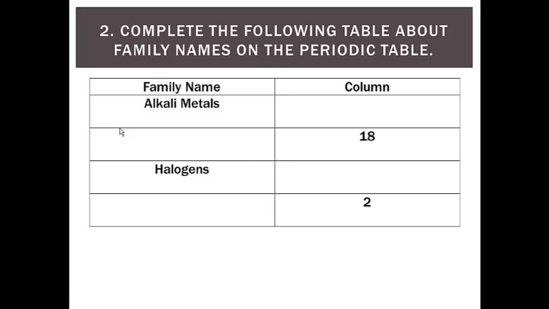Next question asks us to complete the table about family names. So alkali metals are going to be in column 1, the first column. Column 18, all the way over on the right, is of course the noble gases. Halogens are found in column 17. And column 2 is the alkaline earth metals. So the difference: column 1 is alkali metals, column 2 is alkaline earth metals.